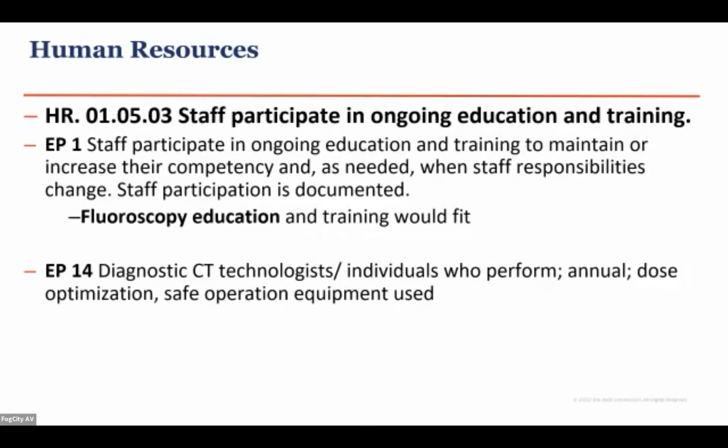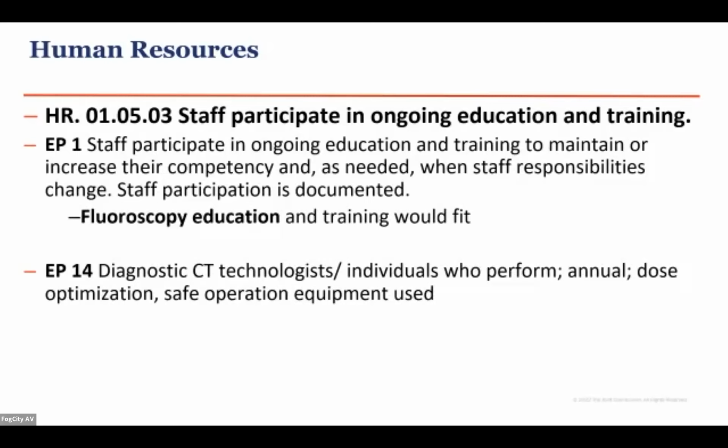So we looked very hard at all of our HR standards and said, you know what, fluoroscopy education fits in a number of these standards. For instance, HR 010503 EP1. And so it doesn't mean that you just forget about fluoroscopy education. It means it's there. And the organization ought to be looking at the people who are operating fluoroscopic equipment and make sure that they are competent and knowledgeable in performing the studies and operating the equipment.